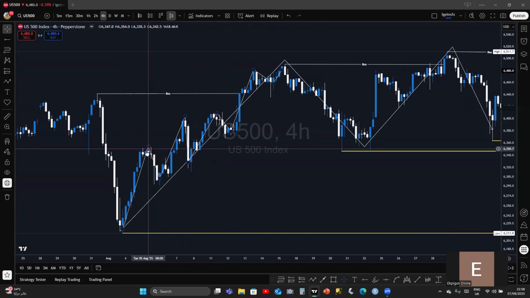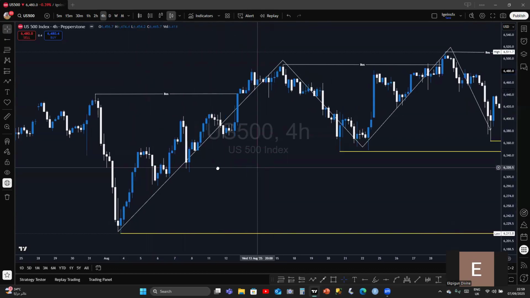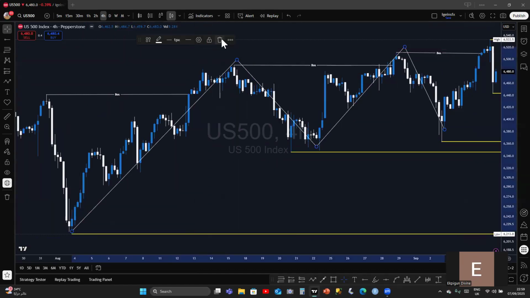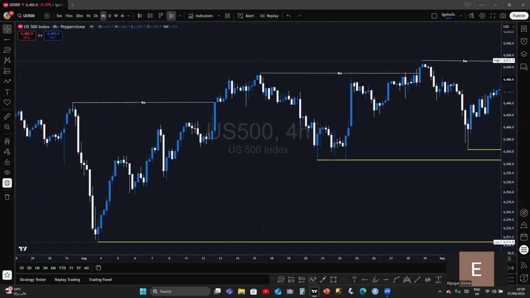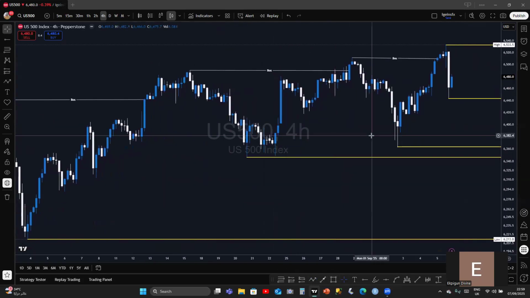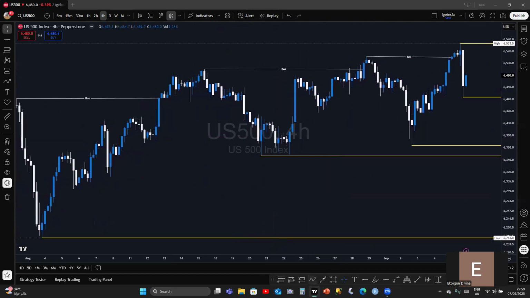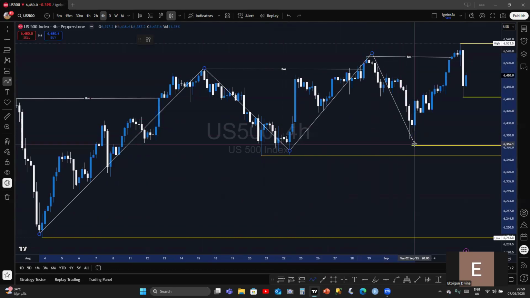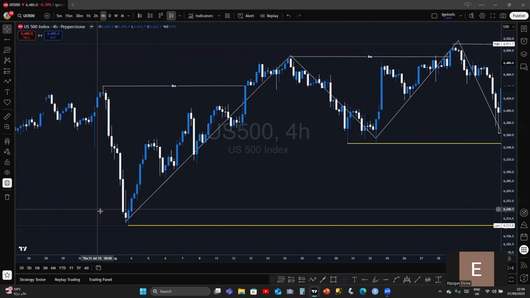Let me do this so that you understand what I'm saying. This one you see is the main trend, like this, like this. Can you see it? Now, let me show you the internal trend structure.